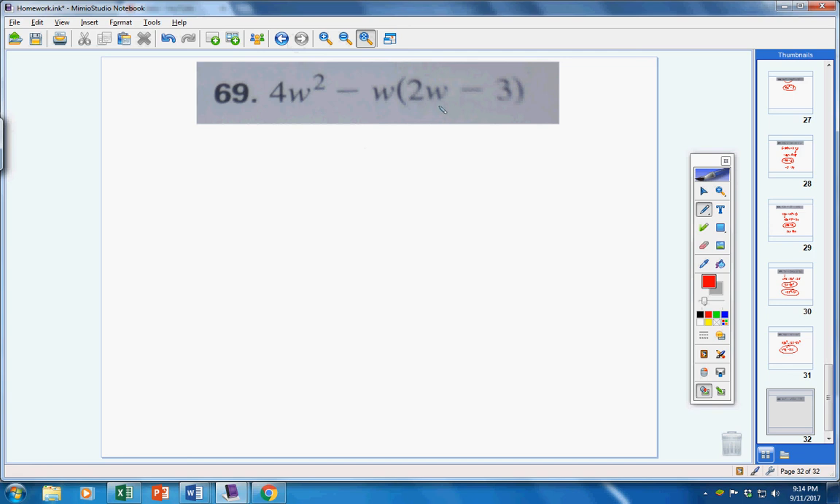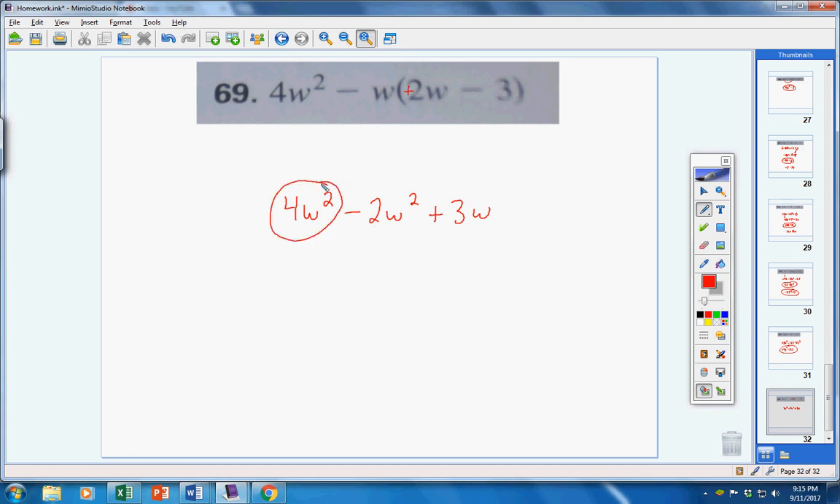We have some multiplication here. A negative w times a positive would be a negative. W times 2w is w times 2 times w, or 2 times w, which would be 2w squared. A negative times a negative is a positive. W times 3 is 3w. Now bring down your 4w squared.